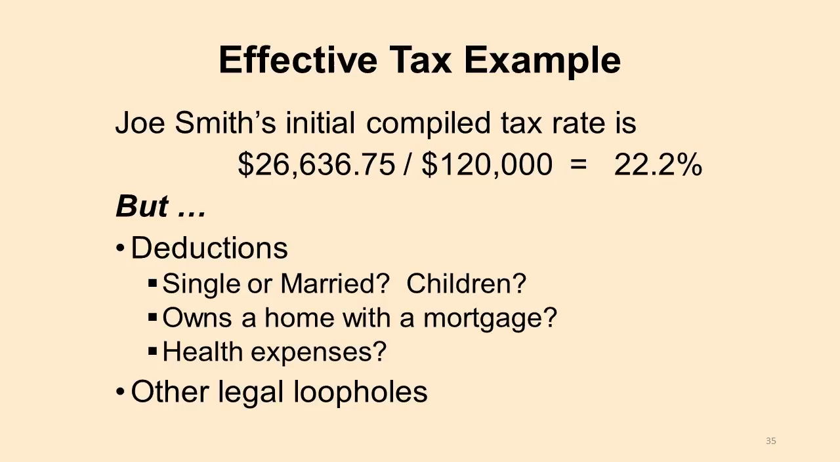was he married? If he's married and his wife is not working, he has a deduction. He can reduce his tax liability. If he has children, he can reduce his tax liability. If he owns a home and he's still paying for it, he probably has a loan. He is paying interest on that loan. The interest on the loan is tax deductible. If he had serious health expenses, who stayed in the hospital, then those health expenses can be a tax deduction. And there's lots of other legal loopholes.